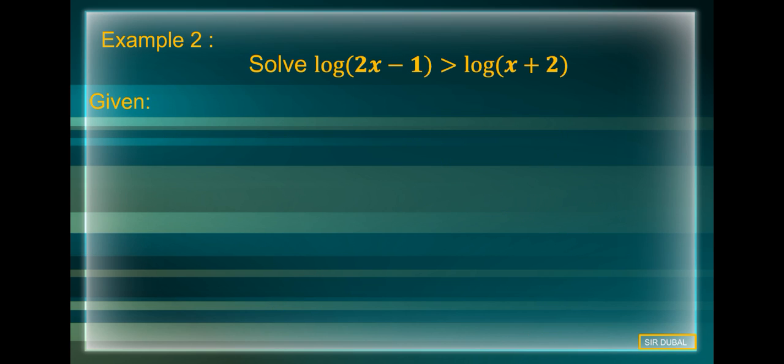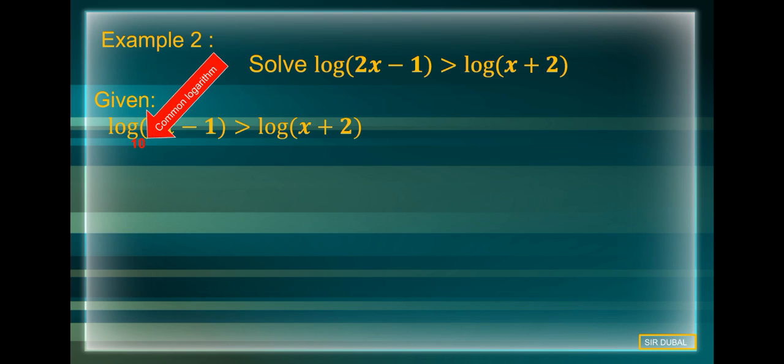Then let's proceed with example number 2. Solve log of 2x minus 1 greater than log of x plus 2. So we're going to copy the given. As we can observe there, we cannot find any base. It means that there is a hidden base there which is equal to 10. Any logarithm that doesn't have a base is called a common logarithm.